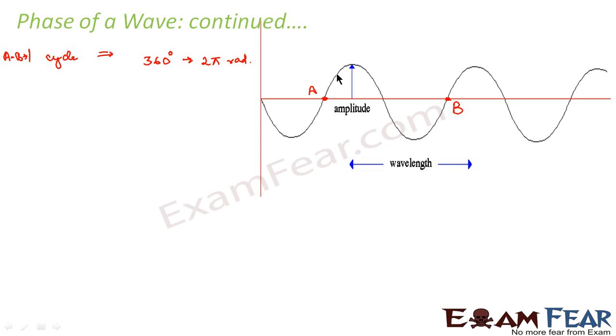Now, as I discussed in the previous slide, let us suppose this is point F and this is point G. I told you they are out of phase because the behavior at this point and the behavior at this point is different. Now if I ask you, by how much is point F out of phase with G? How do you know the phase difference between point F and point G?